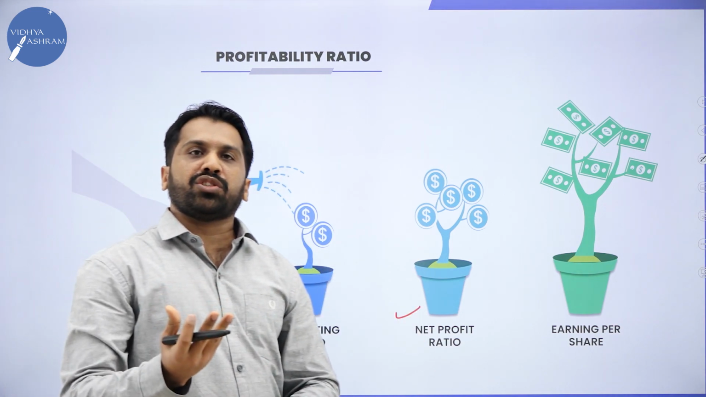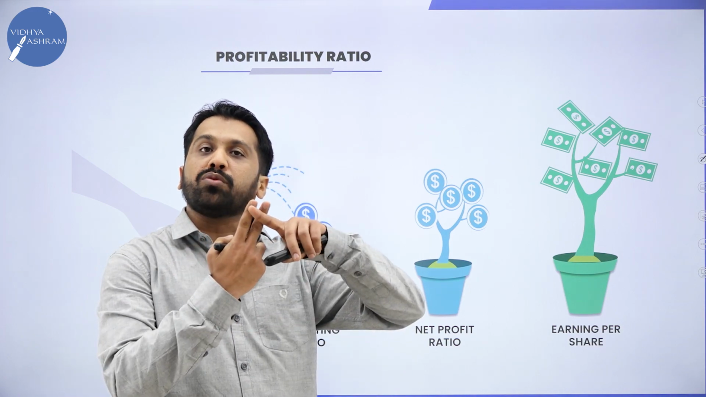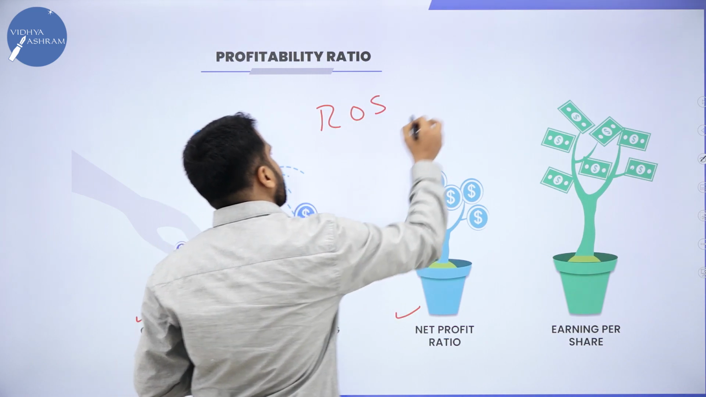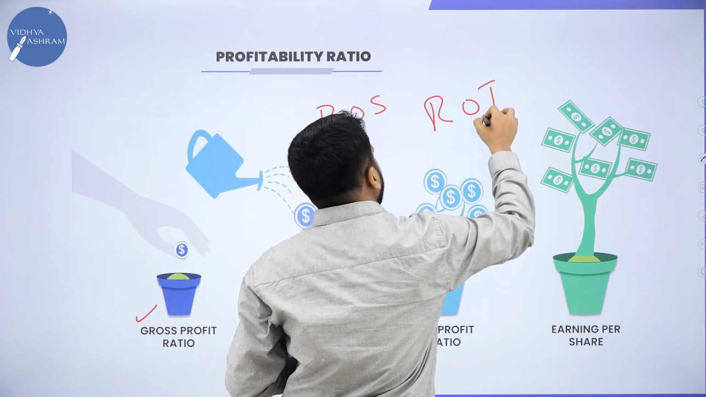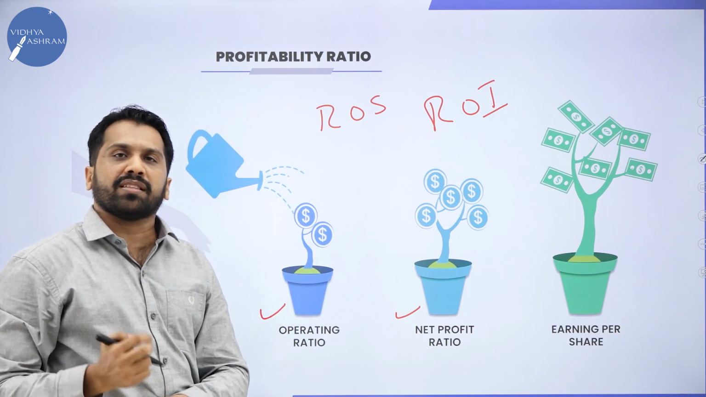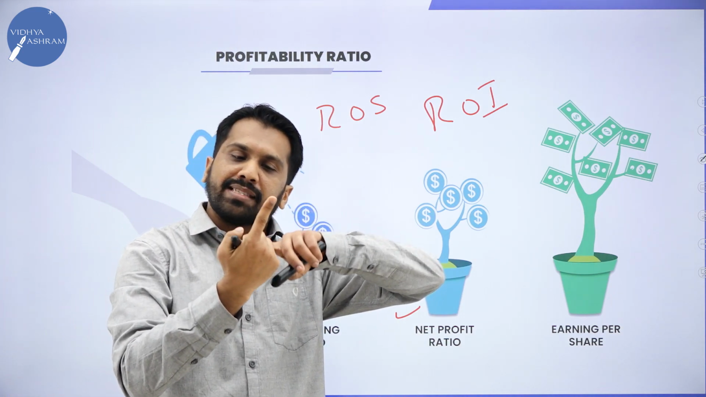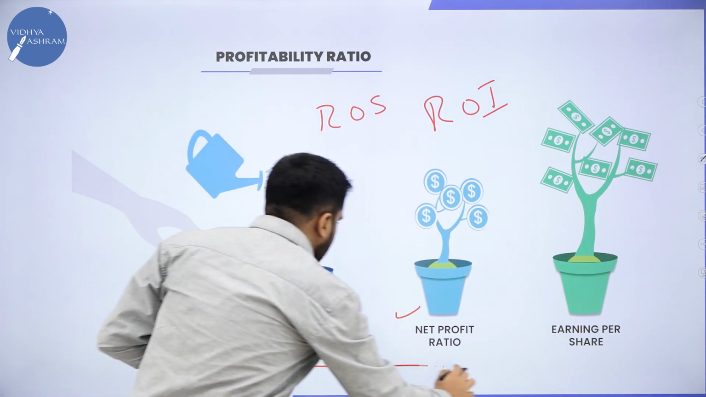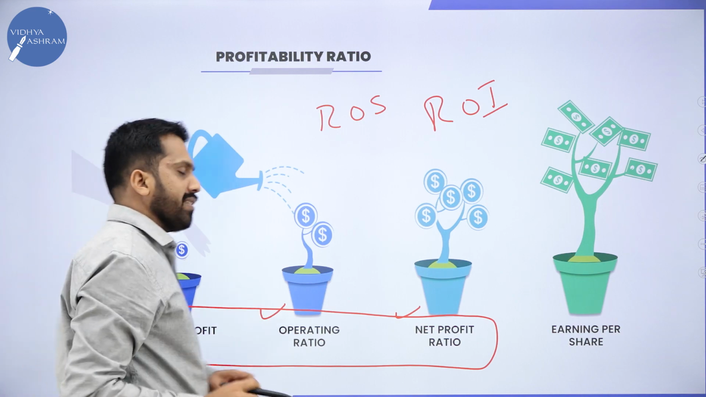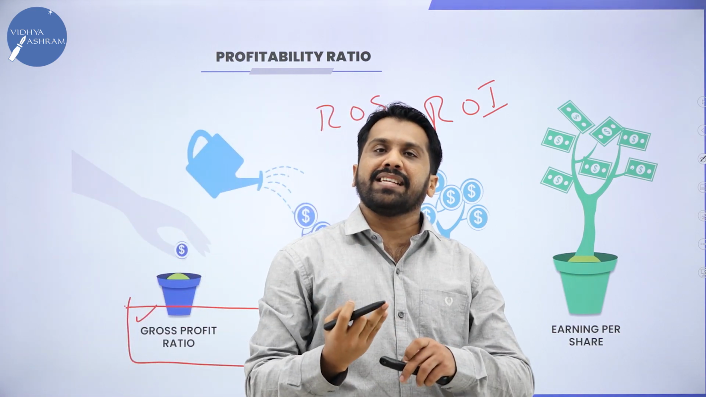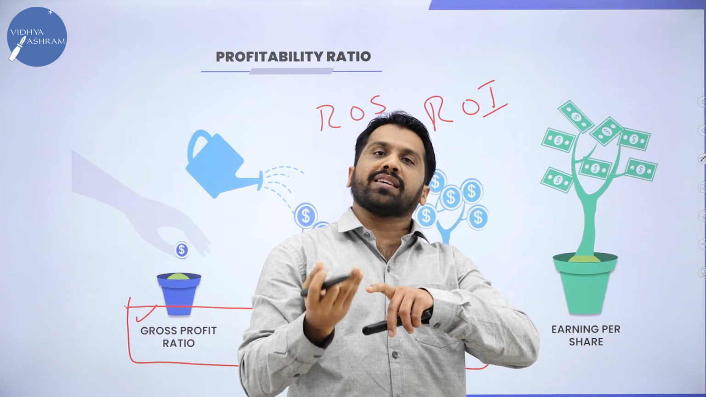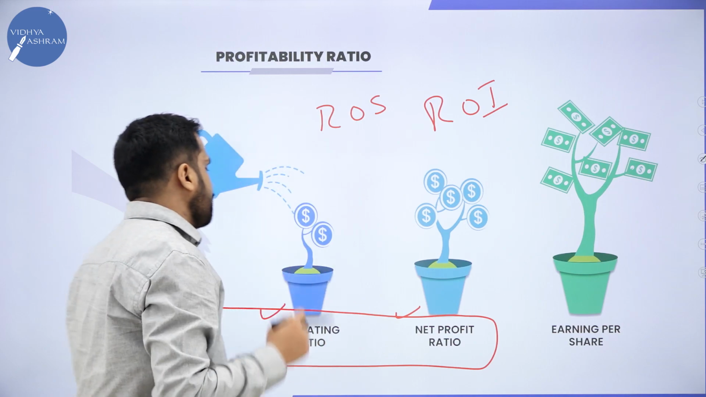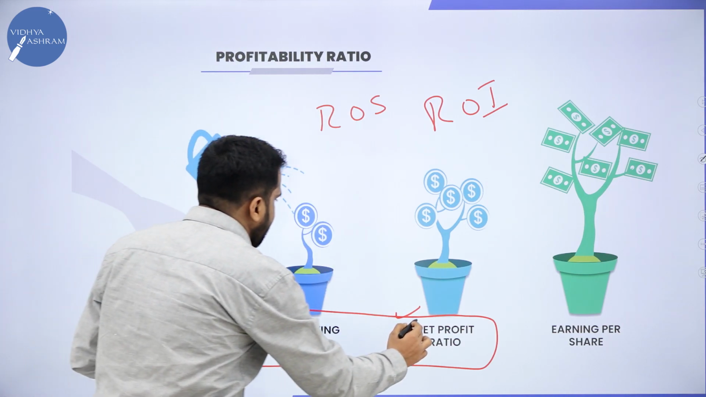So, in your ratio, profitability ratio, we have two types. One is return on sales, the other is return on investment. How many types are there? Two. Return on sales, return on investment. Now, these three we call return on sales. Sales, how much you sold. On that, how much you received. Means what is your profit. I'll explain what is gross and what is net.